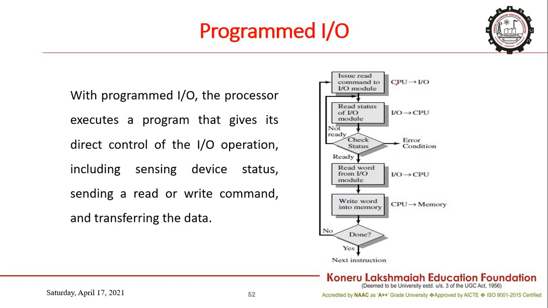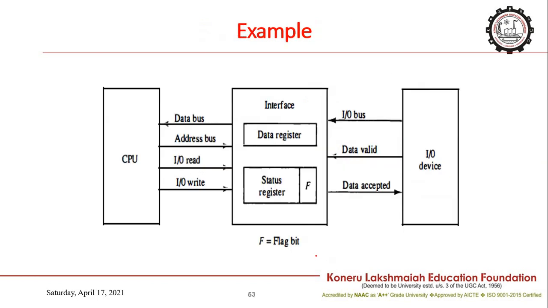So from CPU to input output, and then input output to CPU, error condition. So it just checks the status, and then finally it will give the output, and from output it will go to CPU, and after going to CPU finally the data will be stored in the memory, and then it will check whether the process is done or not. If it is not, then again it will start from the beginning. If it is done, then it will check for the next instruction. That is programmed IO, and this is an example block diagram for that.